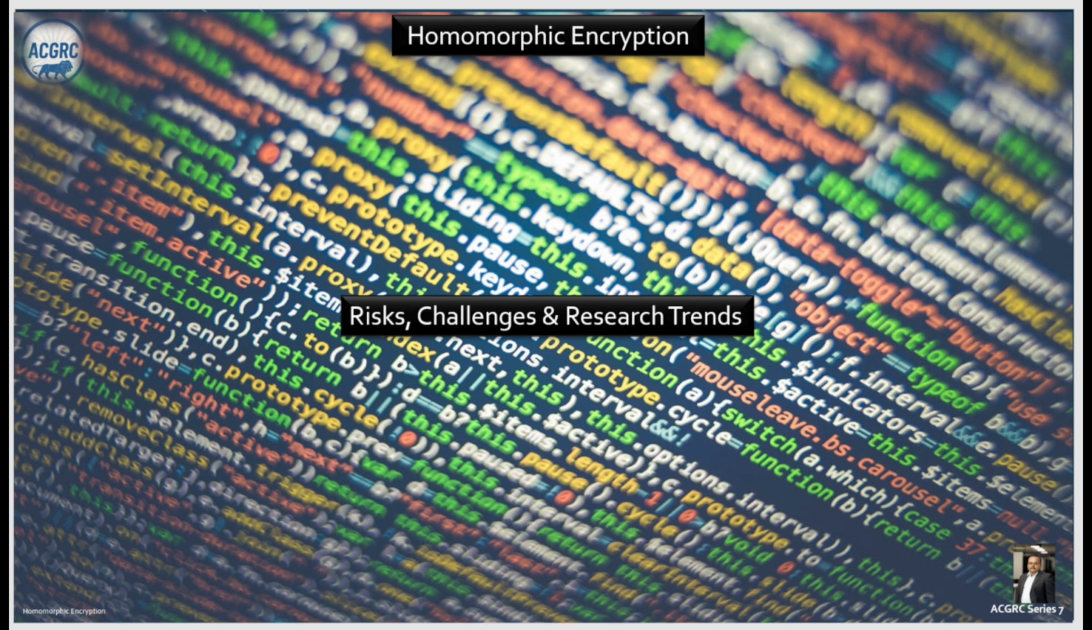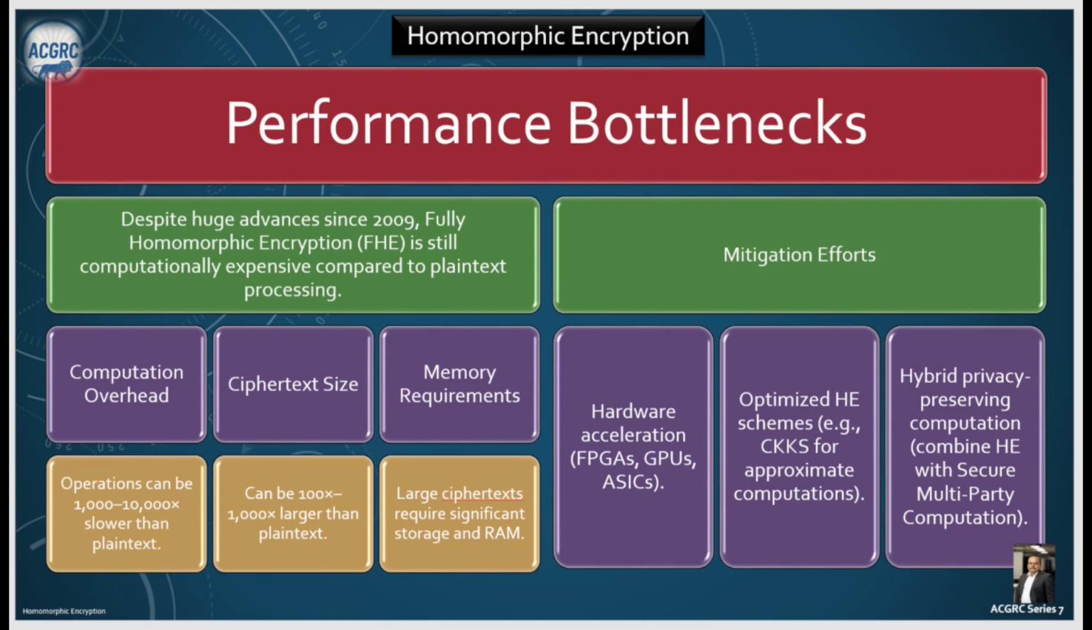Risk, challenges, and research trends. Let's look at performance bottlenecks. Despite huge advances since 2009, fully homomorphic encryption is still computationally expensive compared to plain text processing. The operation can be 100, 1000, 10,000x slower than processing plain text. So there is a computational overhead.